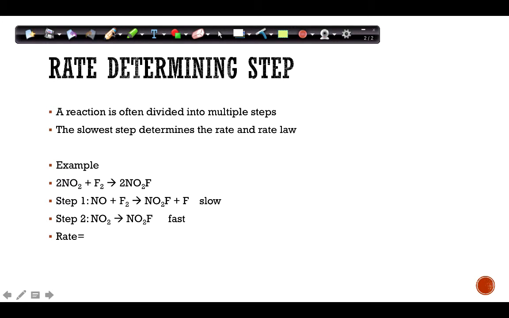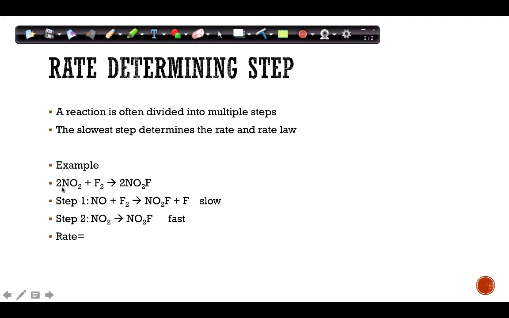All right, so in our reactions, we have something called mechanisms. A mechanism is basically the steps that substance or those substances will undergo to get to your final products. So usually reactions happen in more than one step. The slowest step will determine the rate and the rate law. So if you have the mechanism, you can write a rate law if you know what the slow step is.